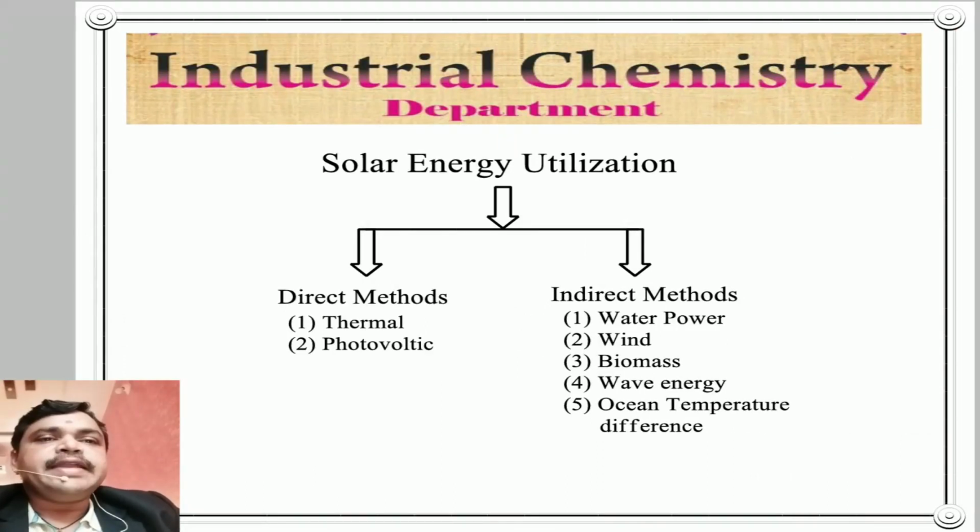Now, solar energy utilization. We have two methods. One is the direct method and second is the indirect method. In the direct method, we have thermal application and photovoltaic application. And in indirect methods, there is formation of water power, wind energy, biomass, wave energy, and ocean temperature difference. So, in this unit, we will study these direct and indirect methods in detail.